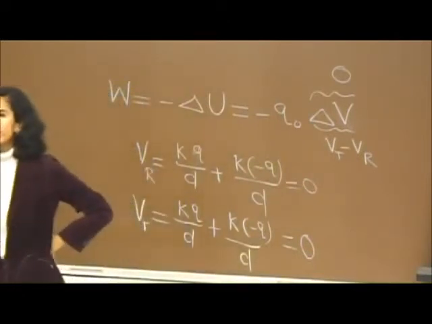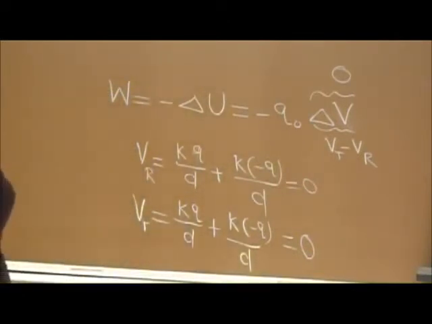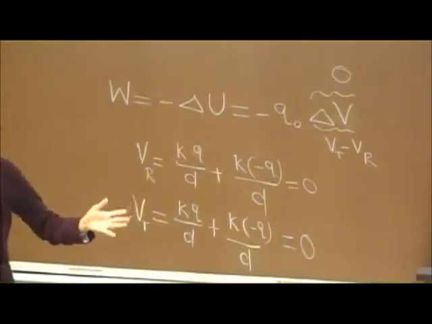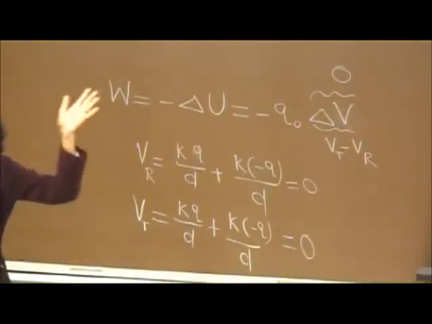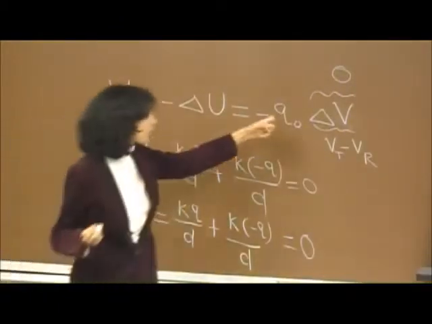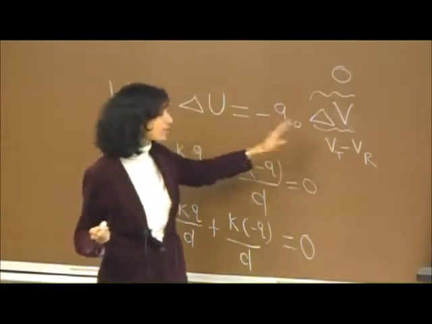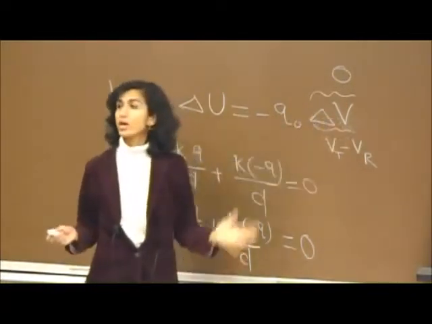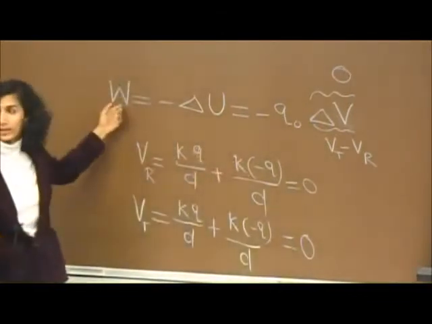Will your answer change if I had said this is not an electron that you're moving from R to T? No, it doesn't matter what charge you're moving from R to T. In other words, whatever your Q0, the test charge, is, it doesn't really matter. So long as the change in potential is 0, you will have no work done.